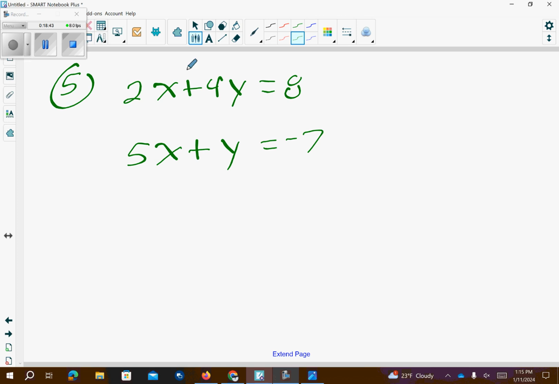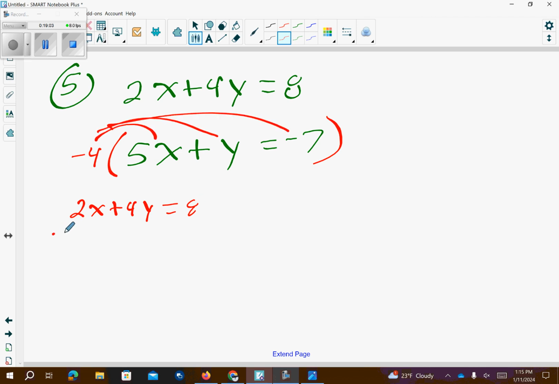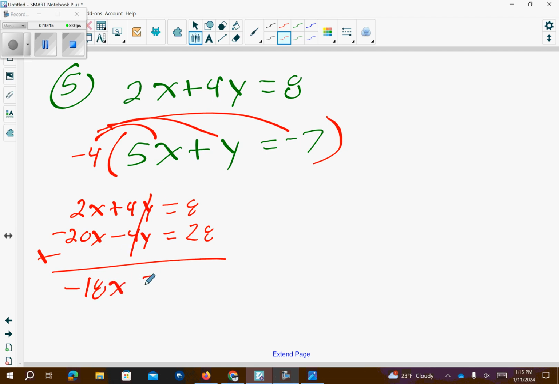Number 5. Again, my x and y are on the same side. If I add them together, they don't cancel out. So maybe I'll pick this whole bottom equation and multiply everything by negative 4. That way I can get rid of my y value. So my top equation stays the same, stays as what was given to us. The bottom equation, I'm going to distribute that here, so that's going to give me negative 20x minus 4y equals positive 28. If I add these together, I get negative 18x, the y's cancel, equals 36, divide each side by negative 18. So x is equal to negative 2.